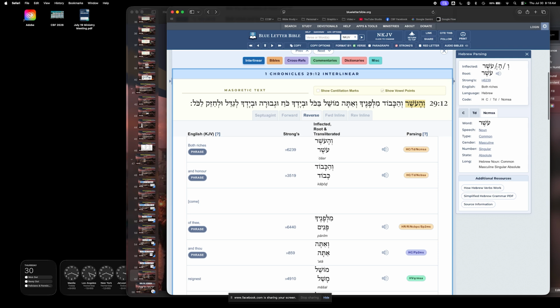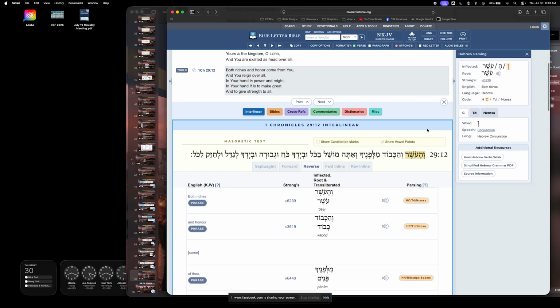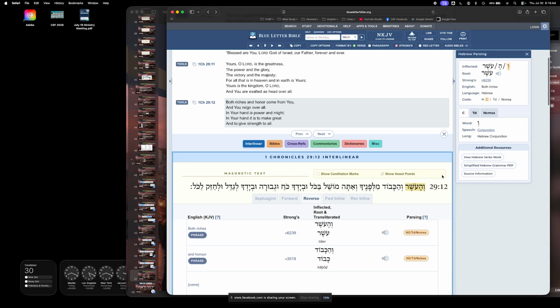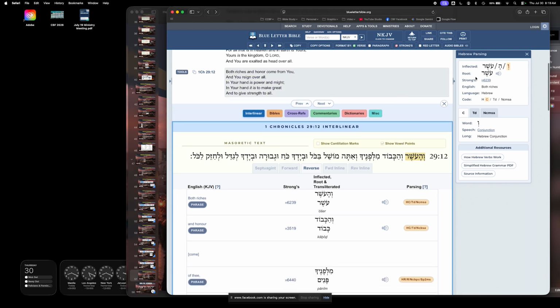The va and the ha are interesting because the va is a conjunction. Remember that we talked about how the vav is a conjunction. What conjunction is it? Depends on the context. It can be and, it can be that, it can be but, it can be then. It just depends on the context. In this case, it would seem that they're translating it and. So both riches and honor. This is the continuation of the previous verse: you were exalted as head over all, and both riches and honor come from you. So that vav connects it to the previous verse.